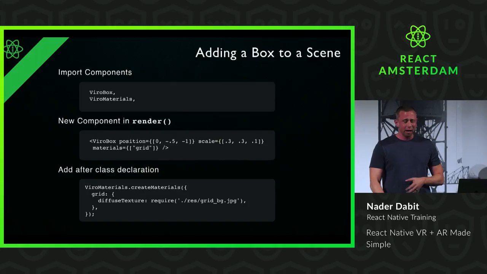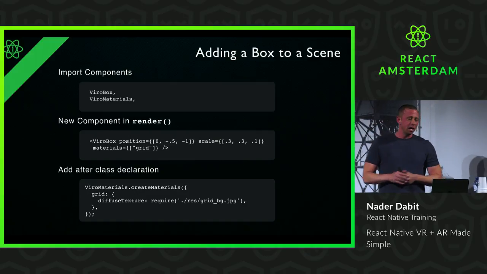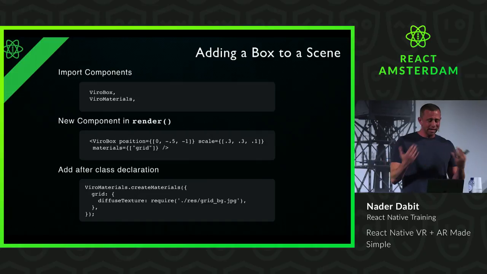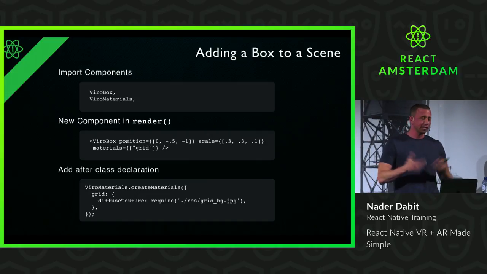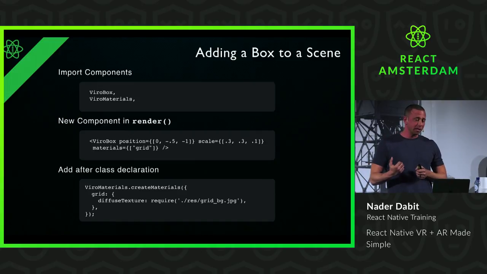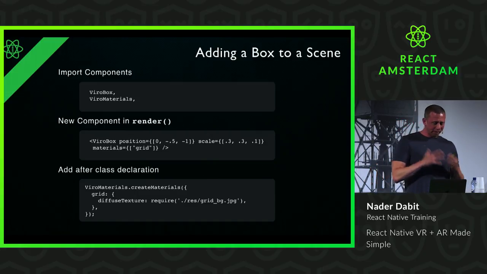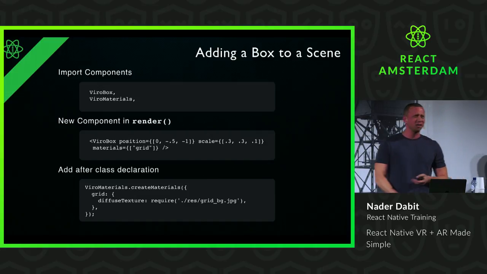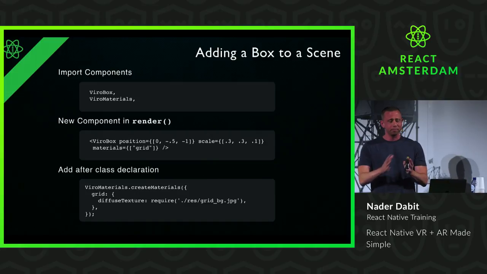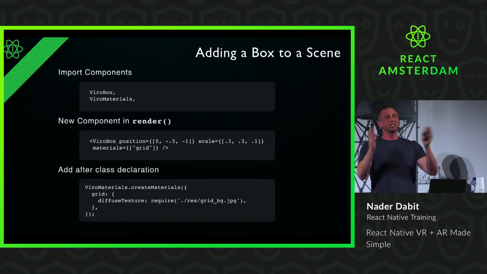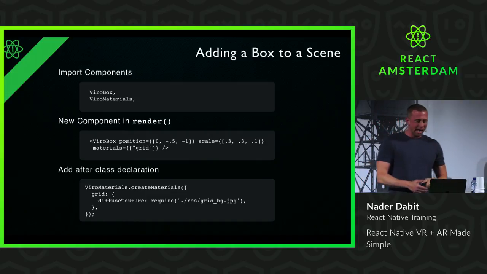So what if we wanted to add something else to the actual scene, something that's actually 3D? We're going to import Viro 3D box, and we're going to import Viro materials. And the box basically takes a similar type of props where we give it a position. And then the interesting thing here that's a little different is we're passing in this materials property. And then after the class declaration, we call ViroMaterials.createMaterials. And we're giving it a property of grid, and then we're giving it a diffuse texture. There are about a dozen different properties you can add to your texture. Here, we're just giving it an image, so we want to basically wrap this box in an image on every single corner. And that's all that's really doing.